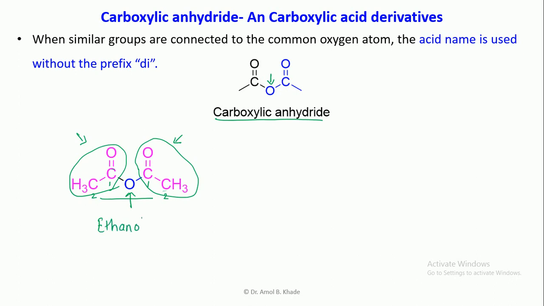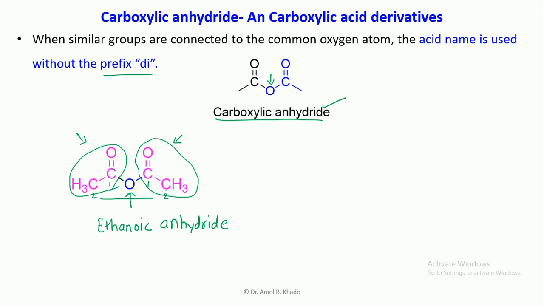ethanoic, and then what we have to do, there is no need to use a prefix di because both are similar, which are connected to a common oxygen, and then we have to use the suffix as anhydride. Okay, so just simply attach the suffix here as ethanoic anhydride.